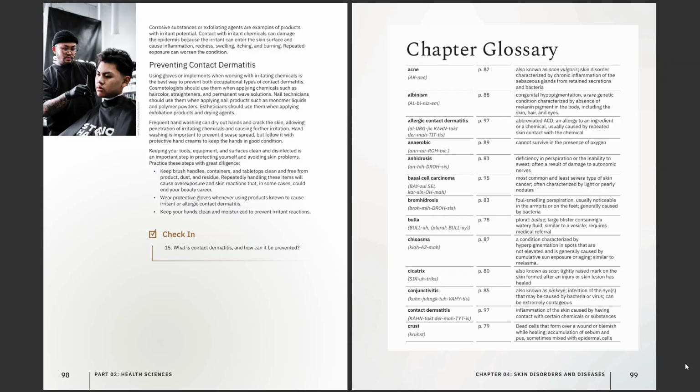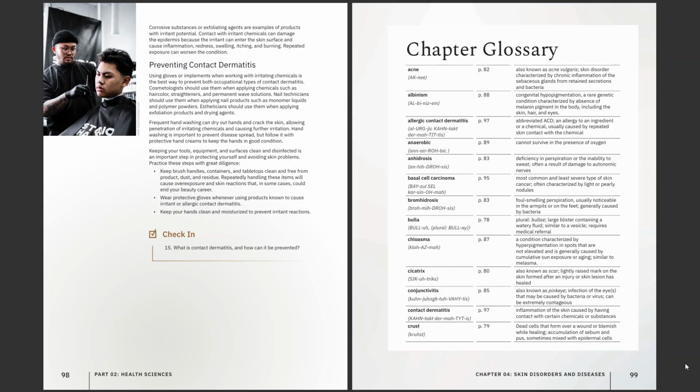Acne, also known as acne vulgaris, skin disorder characterized by chronic inflammation of the sebaceous glands from retained secretions and bacteria. Albinism, congenital hypopigmentation, a rare genetic condition characterized by absence of melanin pigment in the body, including the skin, hair, and eyes. Allergic contact dermatitis, abbreviated ACD, an allergy to an ingredient or a chemical, usually caused by repeated skin contact with the chemical.